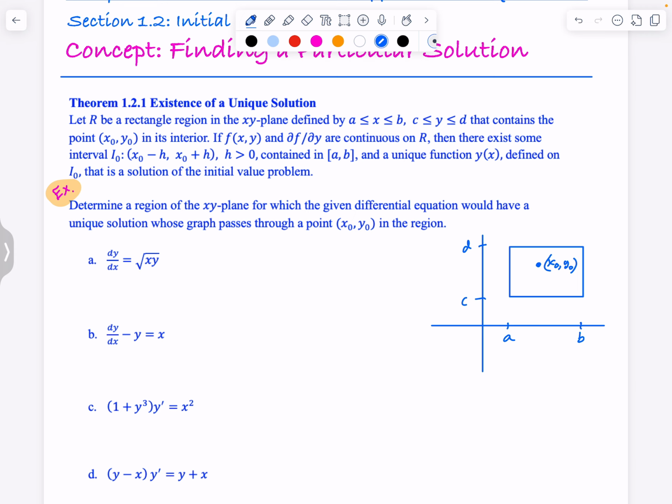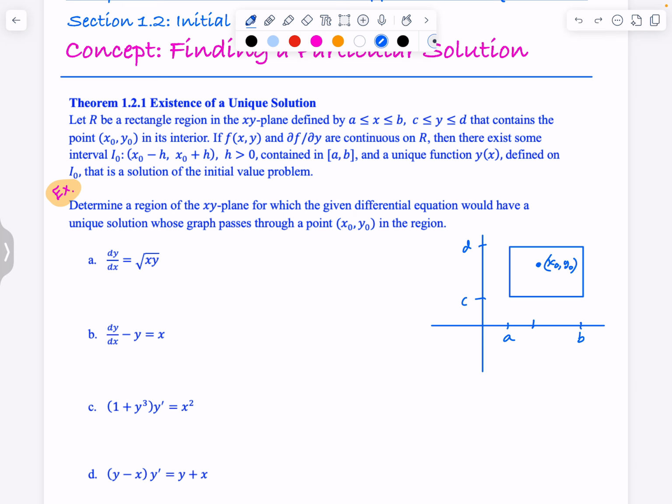If, and this is the weird part, f of x y and the partial df dy are continuous on R, then there exists some interval I sub 0 where I just add some number to the x's and it's contained. What I'm saying is we're going to have some x here and there's going to be some h that I can add to both sides to say, hey, my answer's in there.